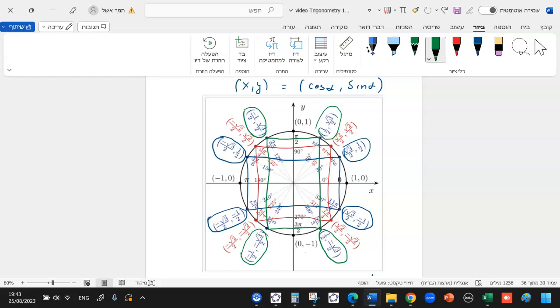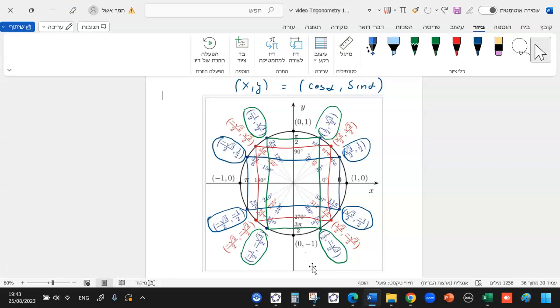In the first quadrant, sine and cosine are positive. In the second quadrant, sine is positive, cosine is negative, and so on in the other two. So this is a way to remember and to understand the values of sine and cosine.